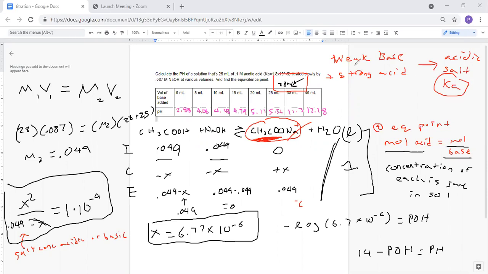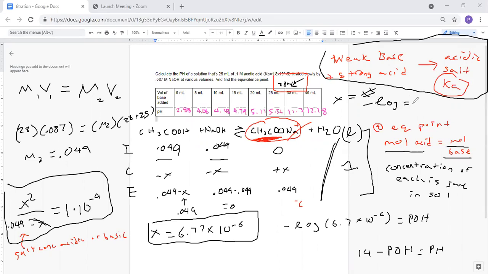But if we were doing a weak base strong acid titration, we'd be using Ka. So whatever X equals, you just take the negative log of that. So X will equal a number, and then you take the negative log of that, and that'll equal your pH.